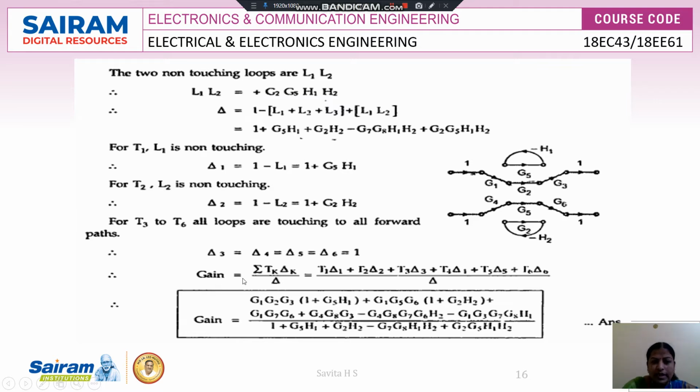Now the gain equals T1 delta 1 plus T2 delta 2 plus T3 delta 3 plus T4 delta 4, T5 delta 5 plus T6 delta 6, divided by the total delta value. In order to find the gain, I already have the value of T1 and delta 1. All the values we need to substitute.